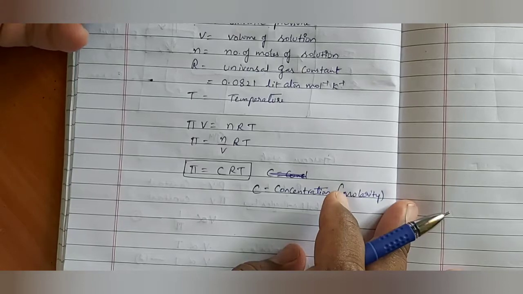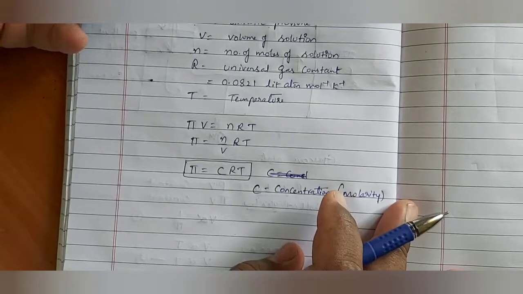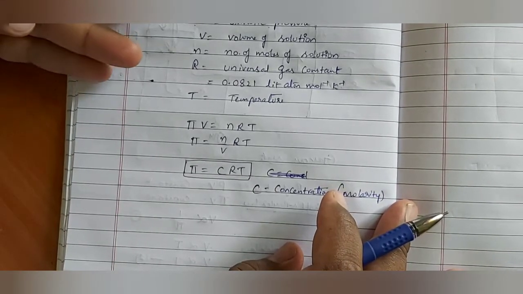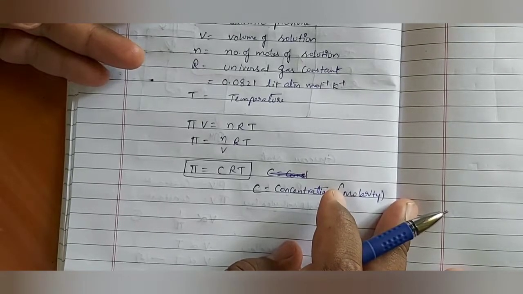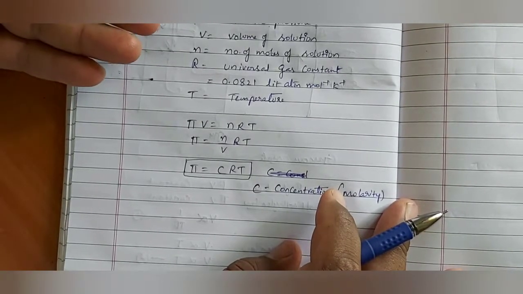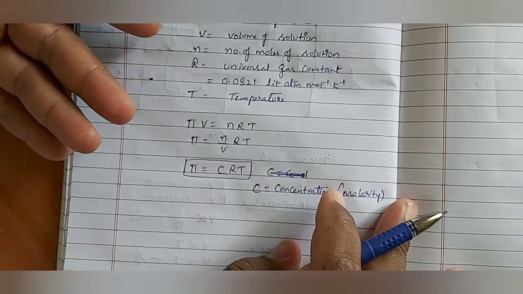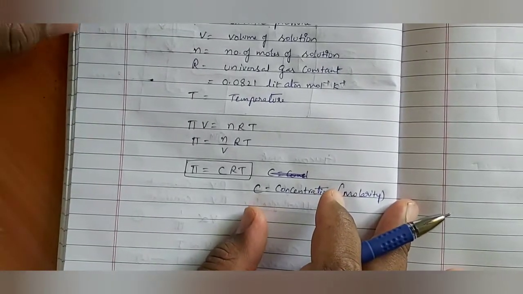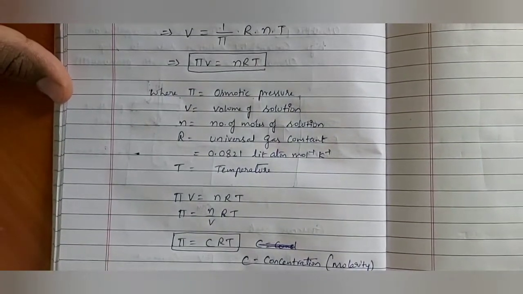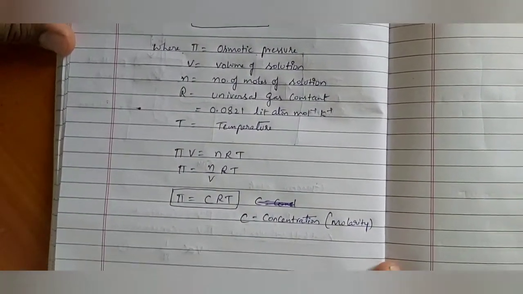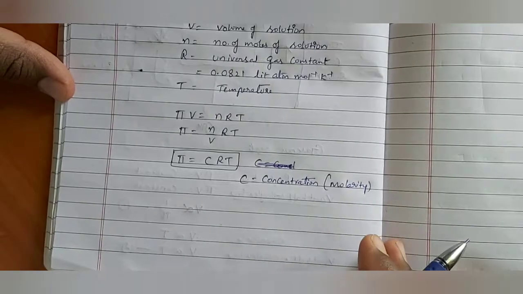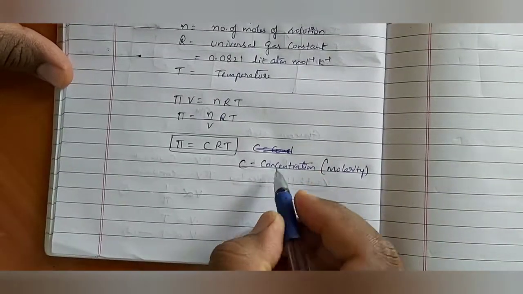First colligative property, relative lowering of vapor pressure. Second colligative property, elevation in boiling point. Third colligative property, depression in freezing point. And fourth colligative property, osmotic pressure. Osmotic pressure related formula, πV is equal to nRT or π is equal to CRT, where C is equal to concentration of solution.